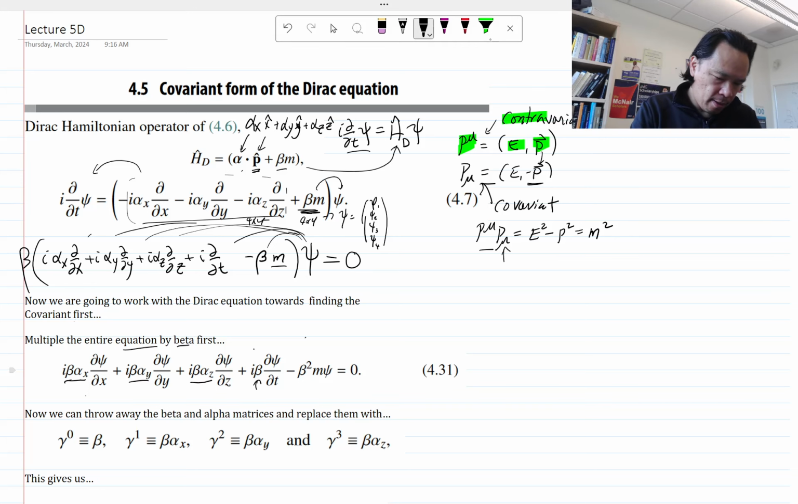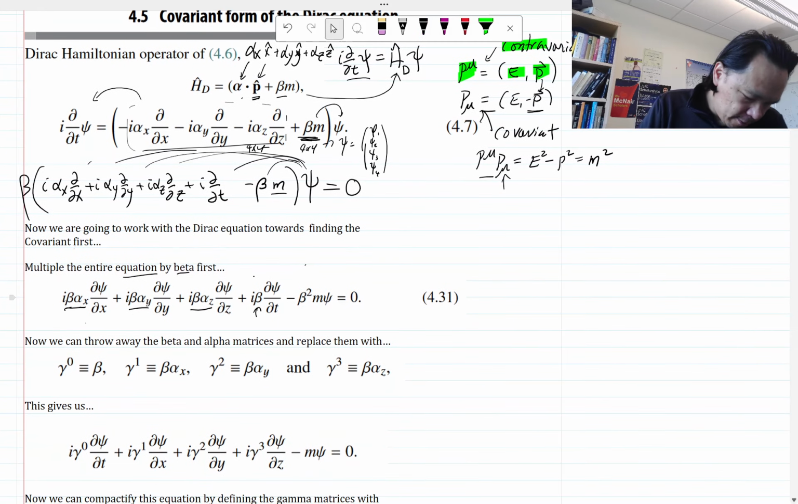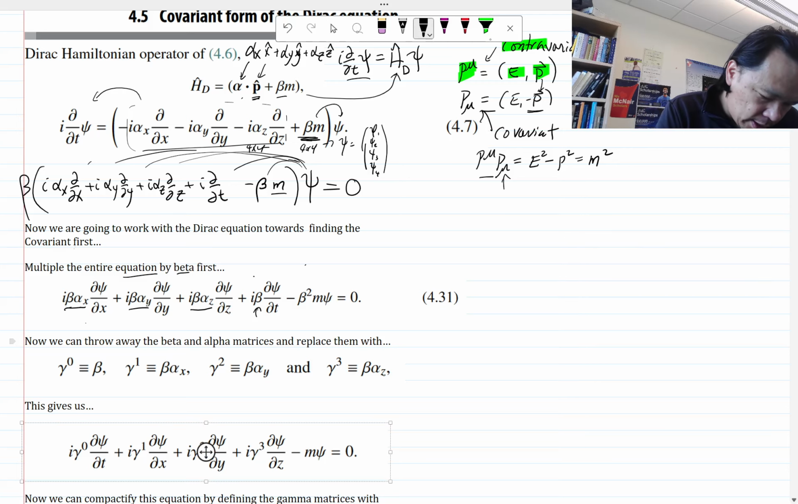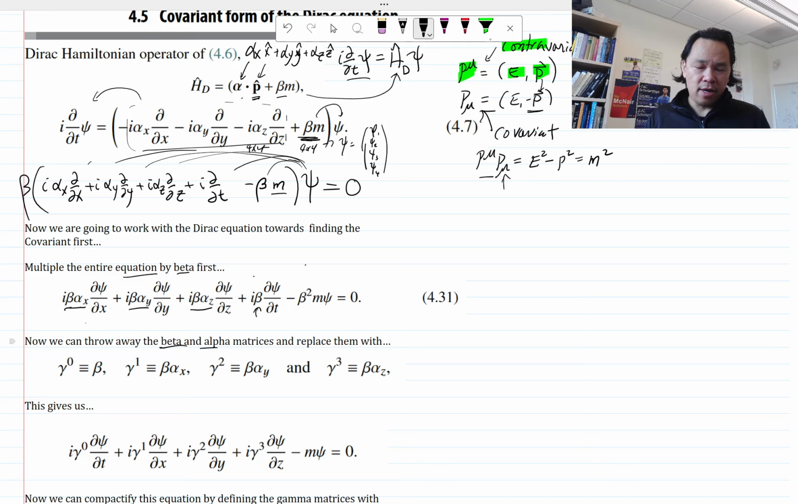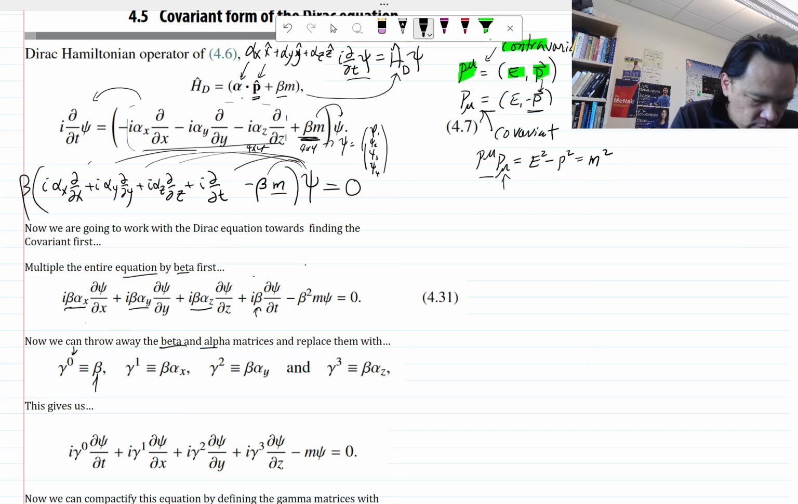So looking at this, what we're going to do is throw away these betas and alpha matrices and define a new set of matrices called gamma matrices. These are actually matrices I remember when I took this class 18 years ago. So we're going to define gamma matrices basically the same way we define a 4 vector, where we start with the index 0. Gamma 0 is just beta without having to multiply by anything.